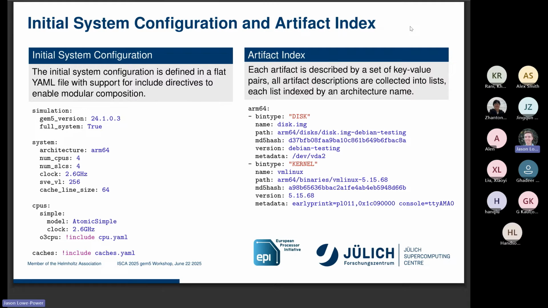This is how the initial system configuration and artifact index look. The initial system configuration is a YAML file with support for include directives to enable modular composition, and the artifact index is just a list of binary files you need, with some checksums and some metadata that the framework uses to, for example, give the right root file system partition in gem5.